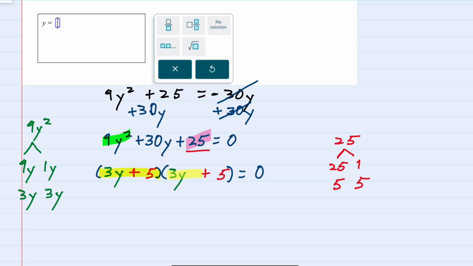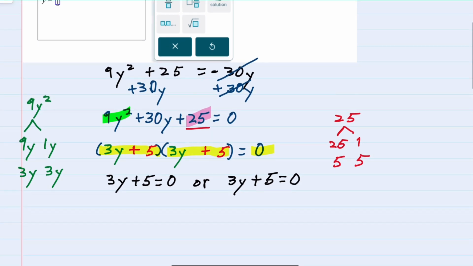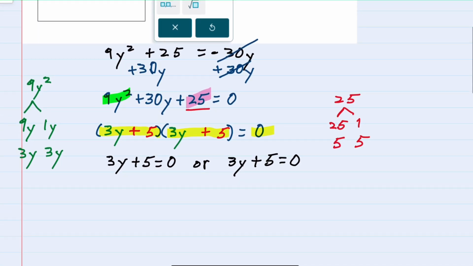Adding these together does give me that 30y, so we have successfully factored this expression, and we now have two things being multiplied equaling 0, which tells me that either the first one must be 0 or the second one must be 0. And in this case, they just happen to be the same expression, 3y plus 5. But even if they were different, I can solve each one separately.